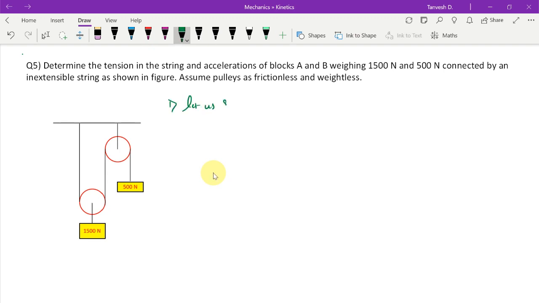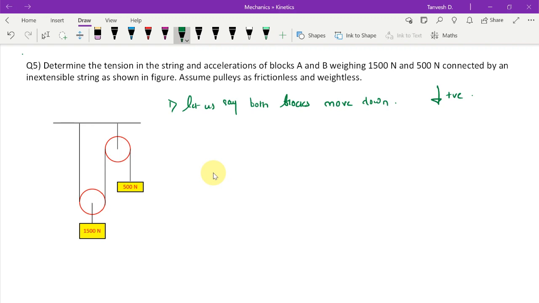Let us say both blocks move down. When I say that both blocks move down, I am setting my sign convention right in this statement, that downwards is going to be positive. If you say both blocks move up, you can say that upwards can be positive. So if I get a positive value, it means that that motion is in downward direction, or that acceleration or that velocity is in downward direction.